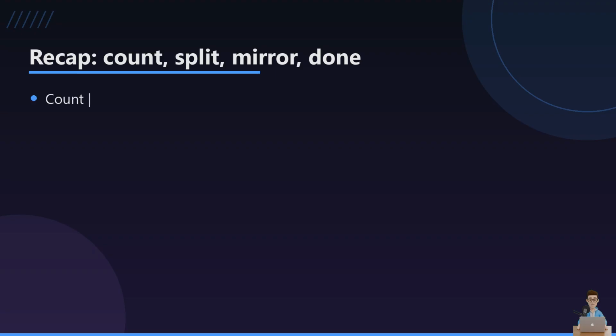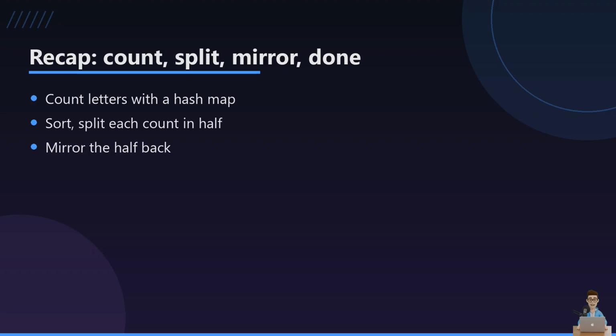Remember that permutation explosion from the start? Splitting each letter's count in half and mirroring it is exactly what dodges it. Count, split, sort, mirror, that's the whole solution.